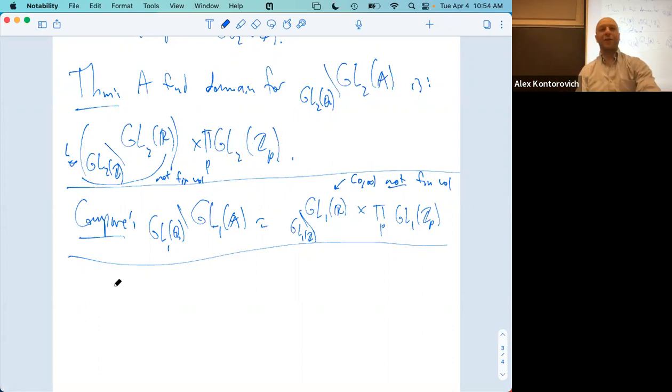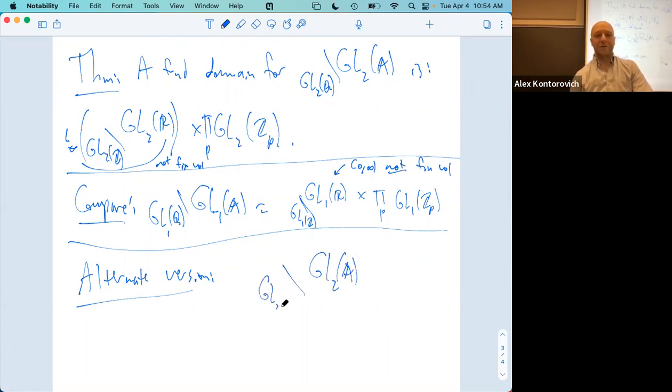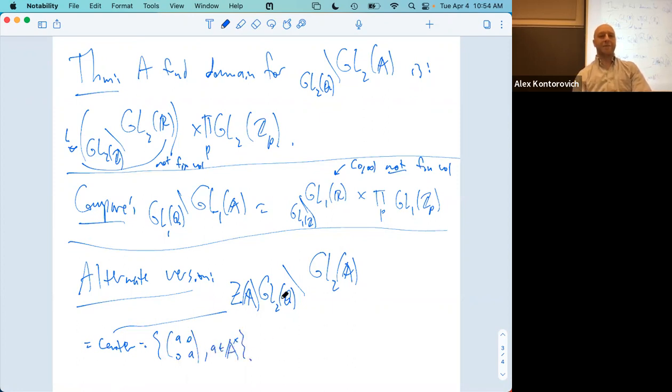Okay, so an alternate version of this theorem is that if you take GL2A and you mod out not only by GL2Q, but also by the center. This Z is for Zentrum, center. The center is just the diagonal, the things that commute with everybody. So if you mod out by these and by these, but it commutes with everybody.